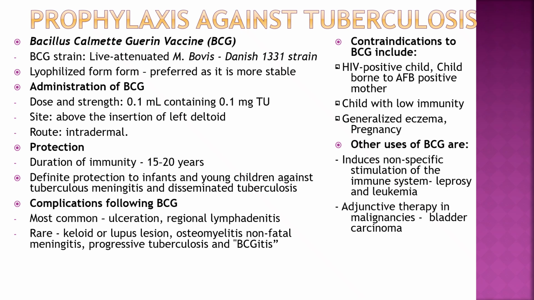Complications following BCG: most common are ulceration and regional lymphadenitis; rare are keloid or lupus lesion, osteomyelitis, non-fatal meningitis, progressive tuberculosis. Then contraindications to BCG include HIV positive child, child born to AFB positive mother, child with low immunity, generalized eczema, pregnancy. Other uses of BCG: it induces non-specific stimulation of the immune system, in leprosy and leukemia, as adjunctive therapy in malignancies, bladder carcinoma.